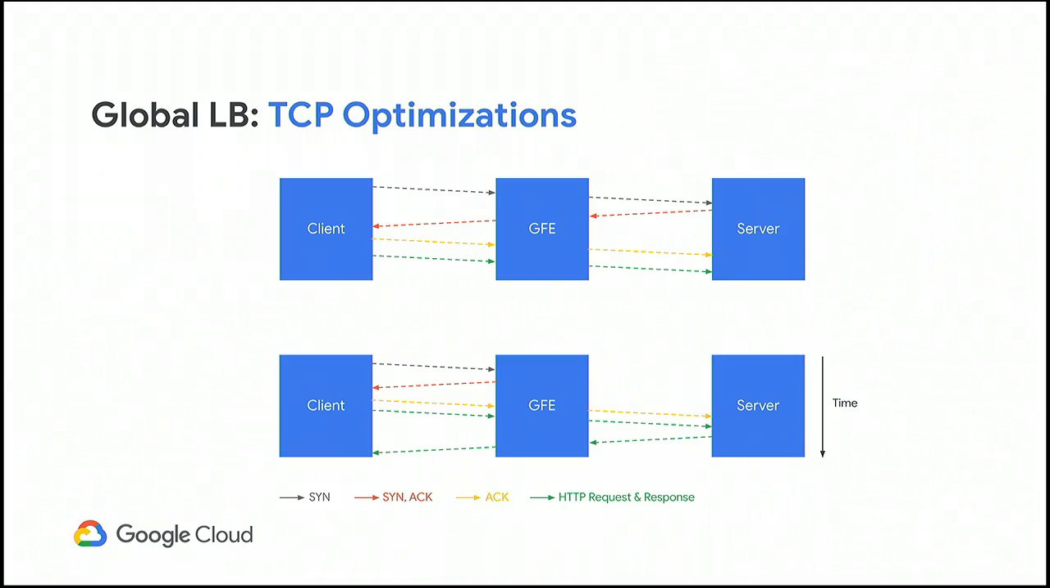Talking about TCP optimizations, after the first connection is established from the Google front end to the server, we can then optimize for subsequent connections, the round-trip latencies. We can eliminate most of those round-trip times and optimize for handshake latency.